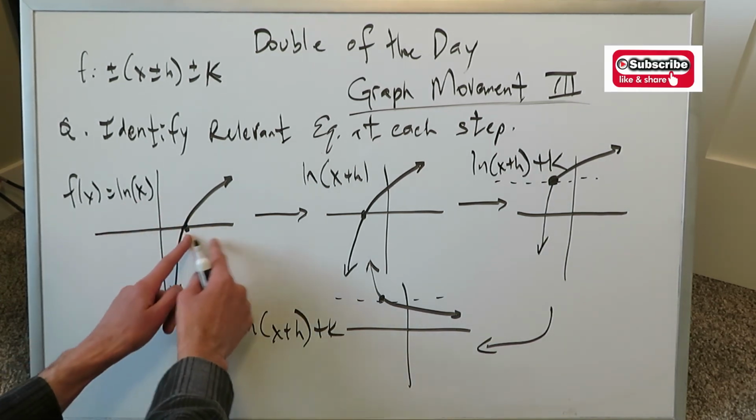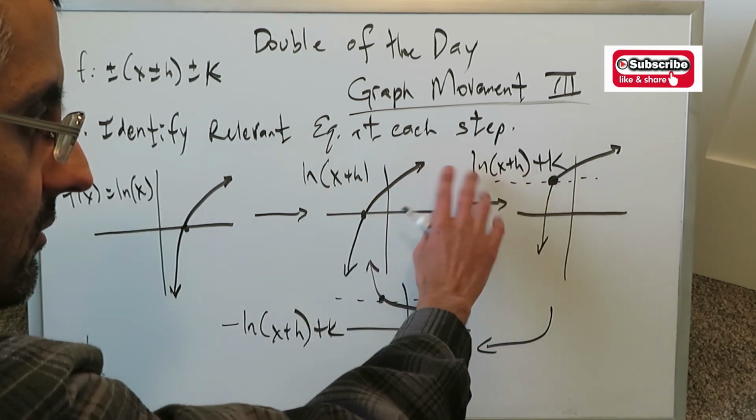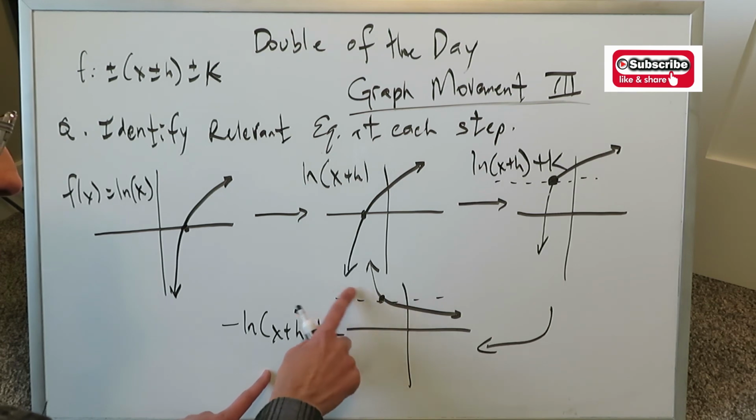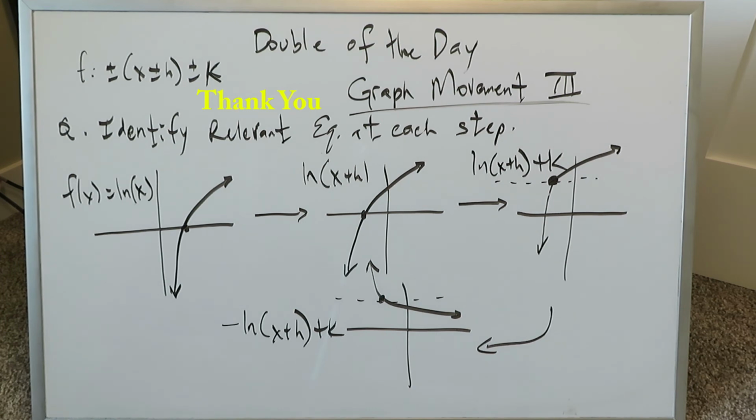Natural log x, my starting point. I moved to the left, x plus h. I moved up, x plus h, parentheses closed, and then plus k. Then I reflected across a horizontal line of x's, and that's a minus right here. Everything else stayed the same. And with that, you can see how the natural log and the exponential graph movements have occurred.